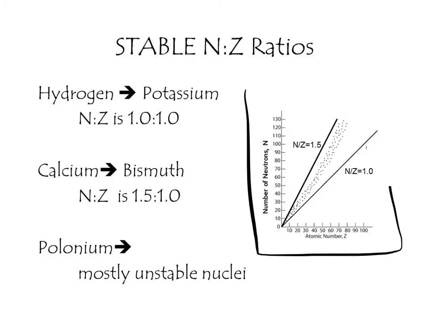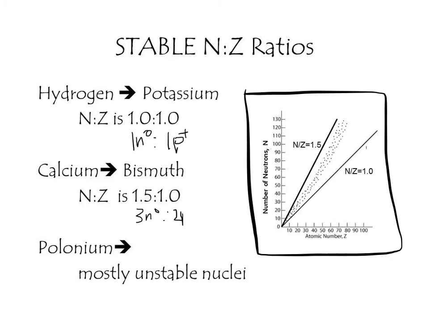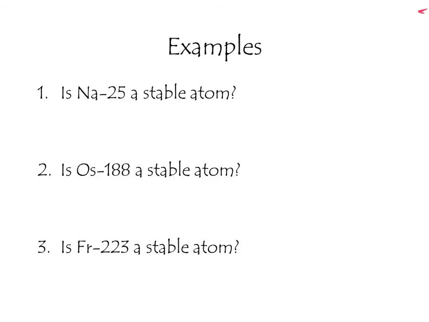So here's the band of stability you saw a couple of slides ago. If you look at the periodic table, every element between hydrogen and potassium has to have a 1-to-1 ratio, meaning that you have to have 1 neutron to every proton. Every element between calcium and bismuth has to have a 1.5 to 1 ratio, which is the same as 3 neutrons to 2 protons. Everything past polonium is mostly unstable nuclei. So when we're trying to calculate the stability of an atom, we really have to look at the number of protons and the number of neutrons. So let's go ahead and calculate it.